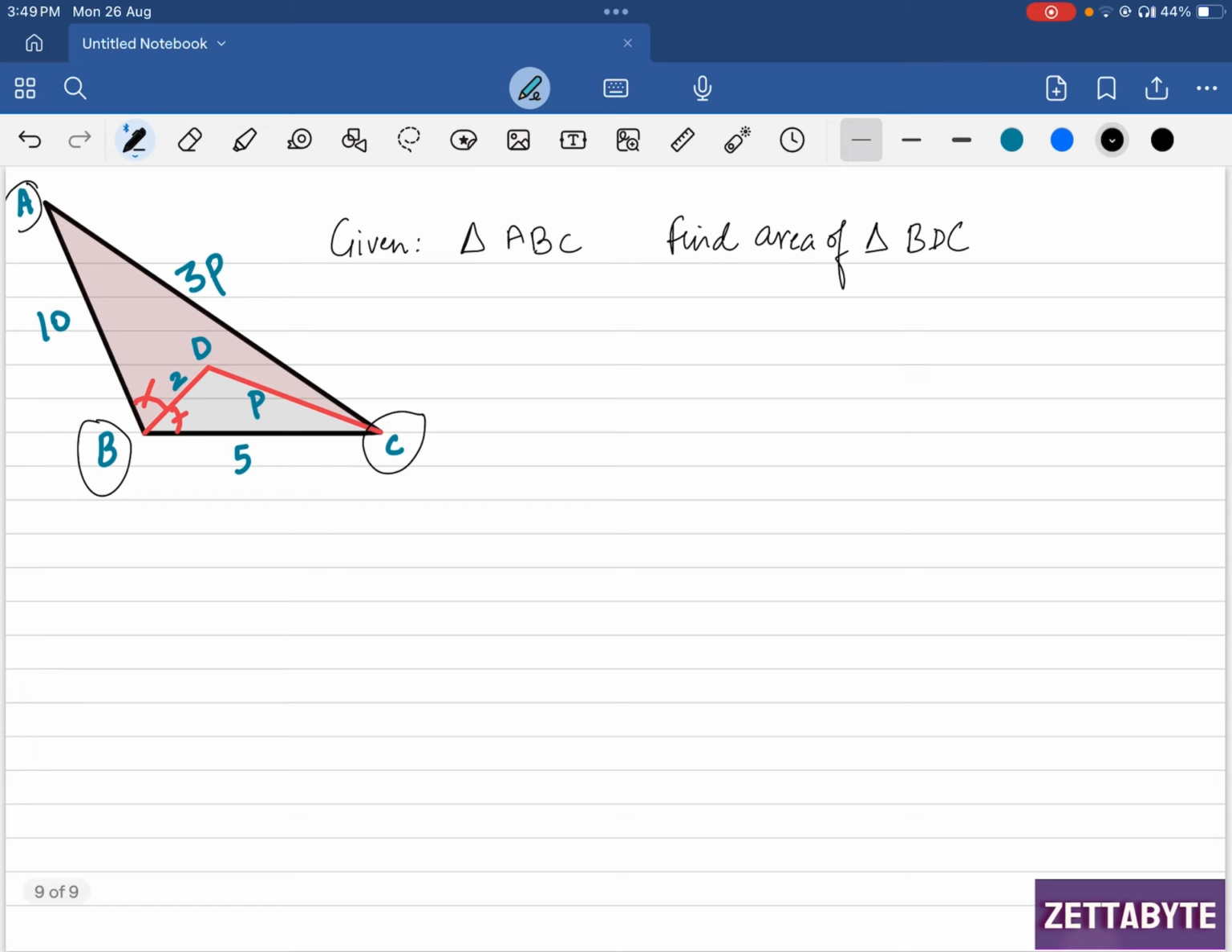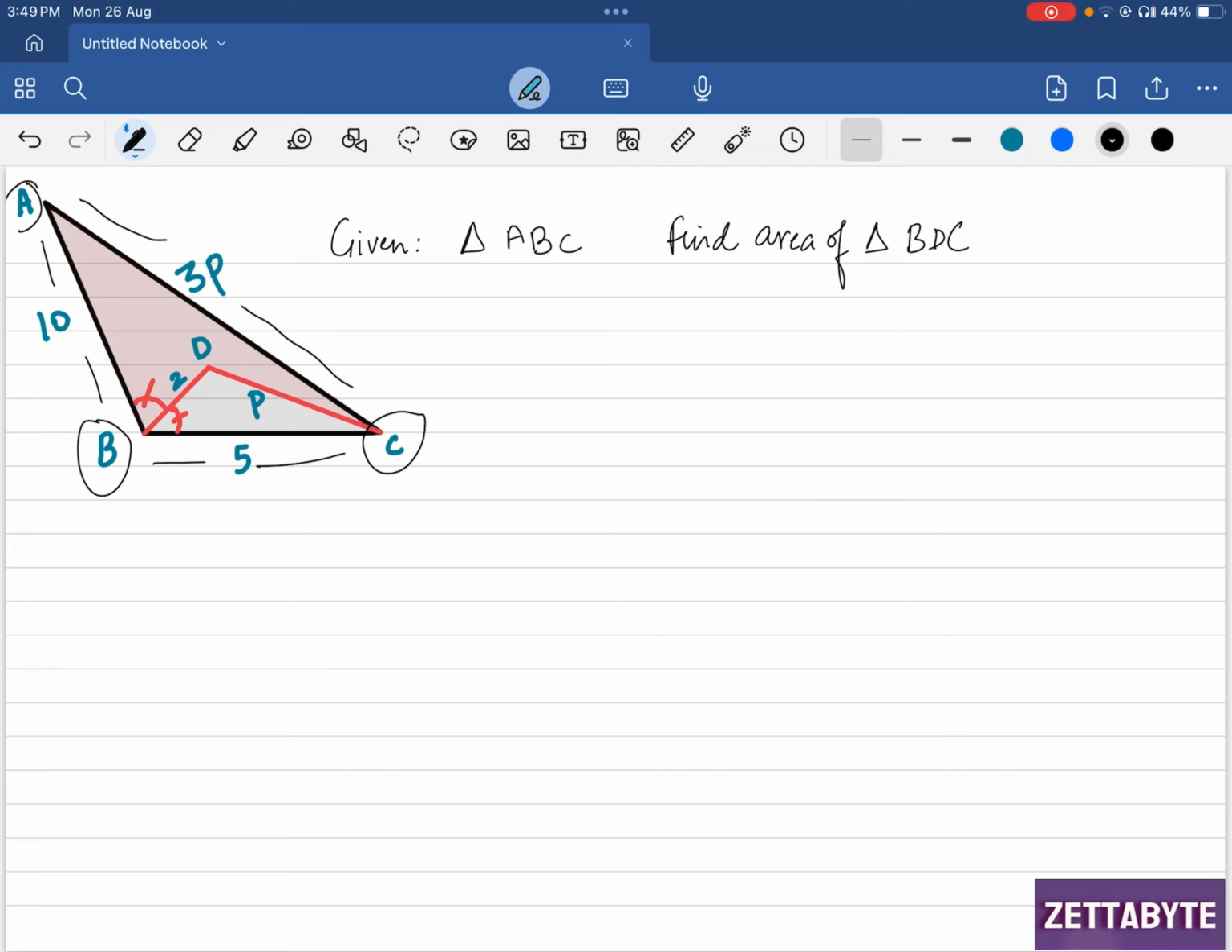The bigger triangle has AB length as 10, BC length as 5, and the remaining side AC length is 3P, which is a variable. Similarly, in the smaller triangle, we have been given BD is 2, BC is 5, and DC is P again. We cannot do much about it because the area of a triangle requires two sides and an angle, or it requires a base and a height, whichever way you have to find it. So you just have to be very clear about what the area of a triangle requires as calculating entities.